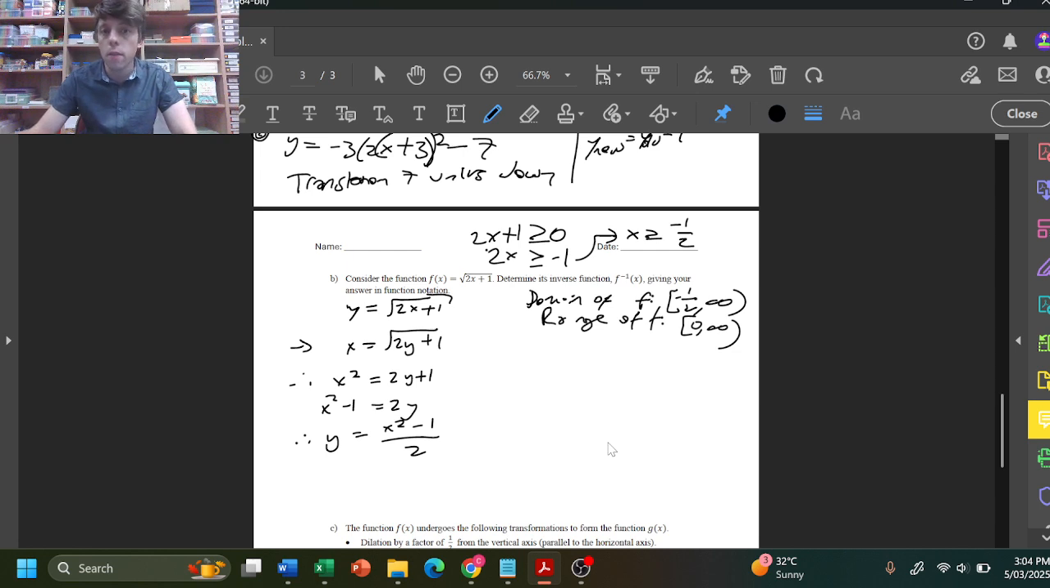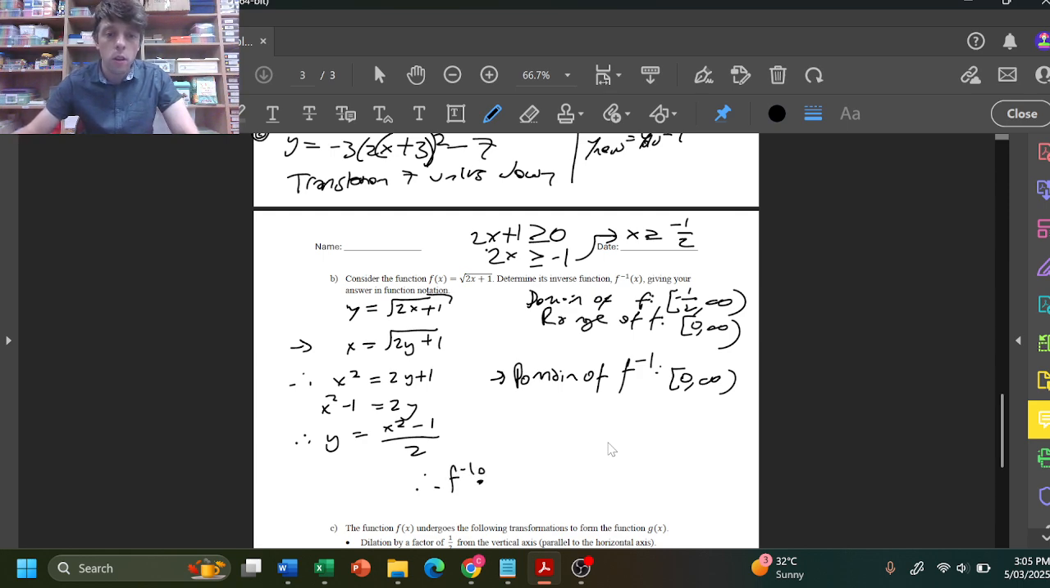Now, something that we need to realize is the inverse function: the domain of the inverse function is equal to the range of the original function, and the range of the inverse function is the domain of the original function. So therefore, the domain of f inverse is going to be the range of this function here. So when we state it in function notation, we need to include this as our domain.